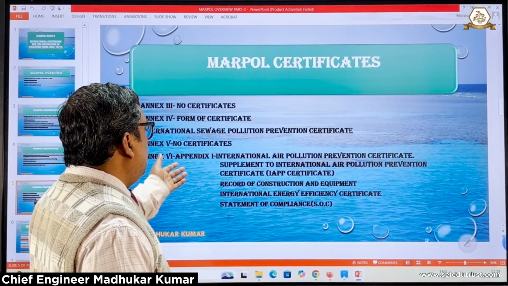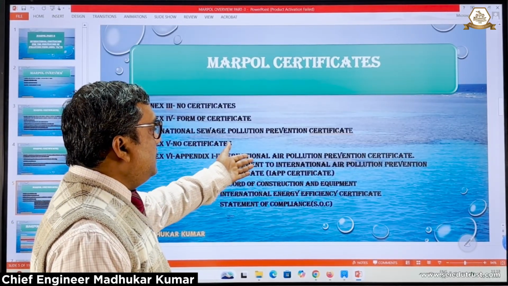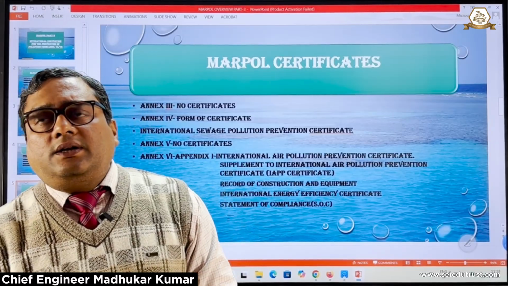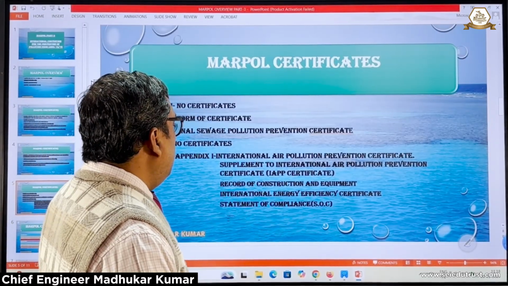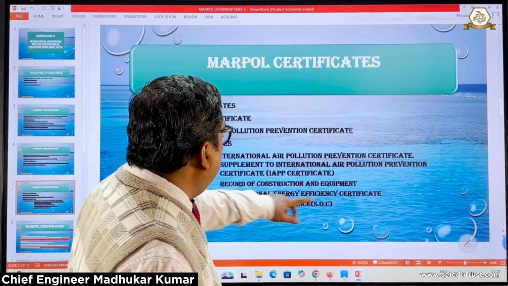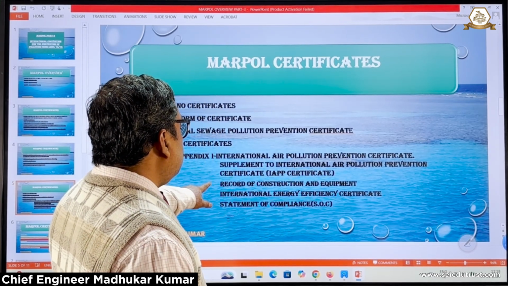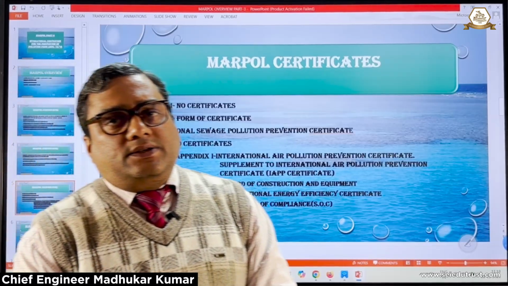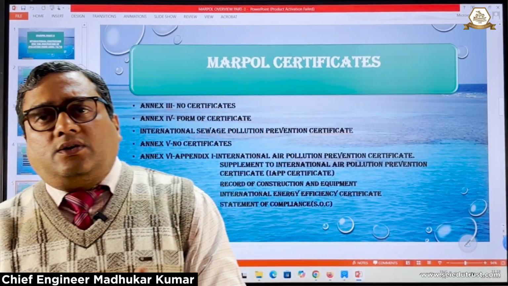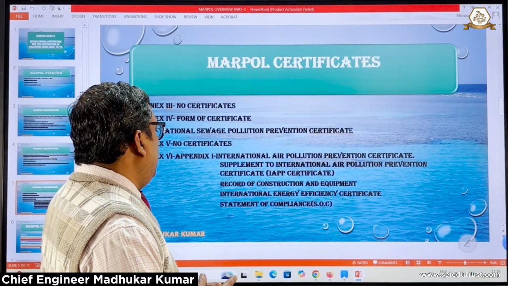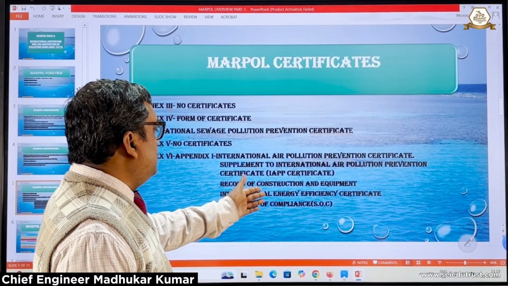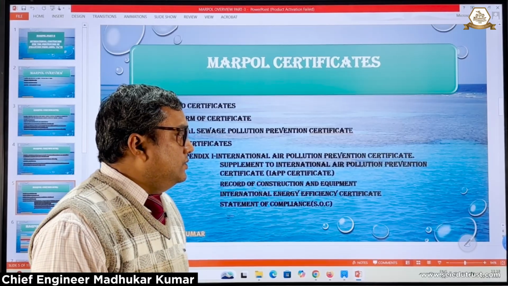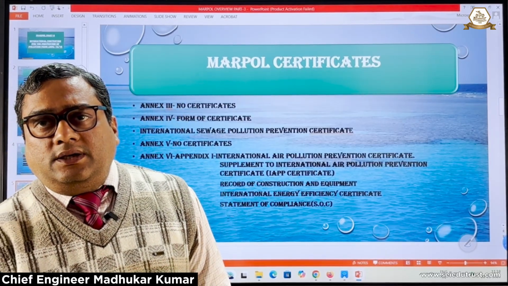So in Annex 6 we have the International Air Pollution Prevention Certificate, that is your IAPP. The first certificate is your IAPP. Next, the supplement to the International Air Pollution Prevention Certificate is also there, which deals with the record of construction and equipment. If you see in the Annex 6 appendices, this is also attached over there. Next is your International Energy Efficiency Certificate, that is your IEEC.